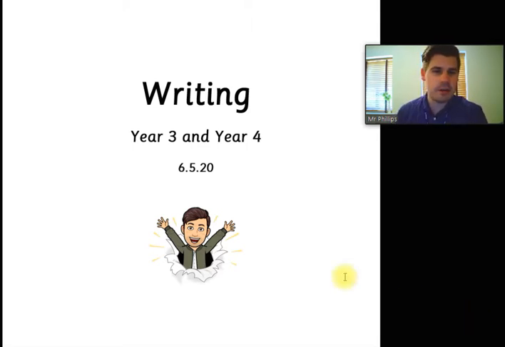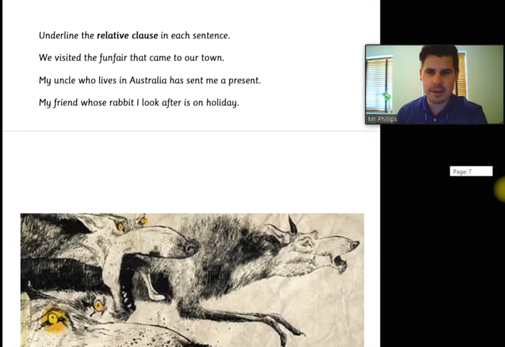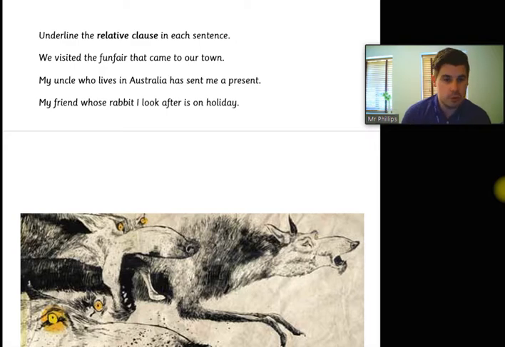Let's have a little look at what our starter is for today, and then we can get straight into the writing. So the SPaG starter says, underline the relative clause in each sentence. We visited the fun fair that came to our town. My uncle who lives in Australia sent me a present. My friend whose rabbit I look after is on holiday. Now, a relative clause is a clause that you can embed into a sentence or put at the end of a sentence to tell you more information about a noun.